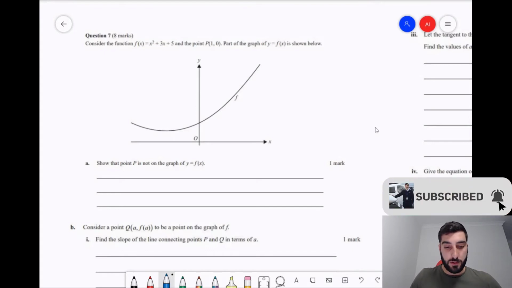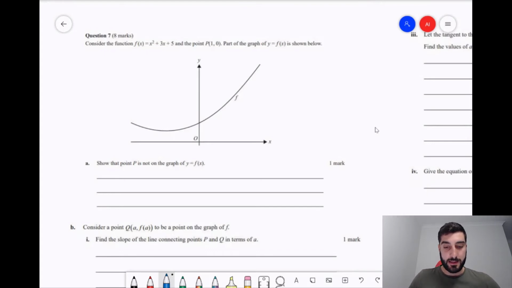So question 7, it's worth 8 marks. It starts off by saying consider the function f of x is equal to x squared plus 3x plus 5 at the point P (1, 0). Part of the graph is shown below, and part A says show that the point P is not on the graph of y is equal to f of x.